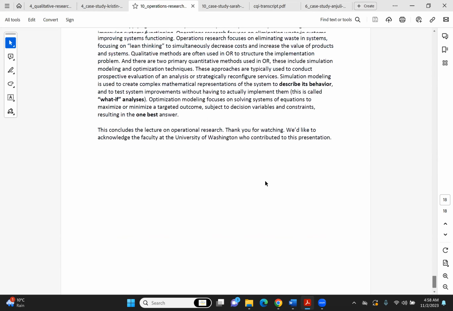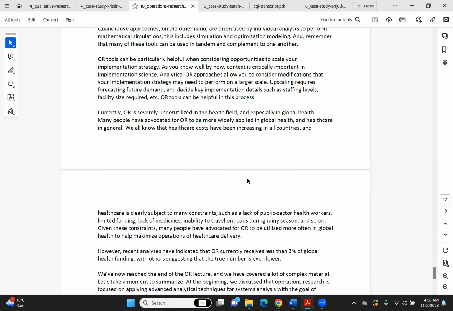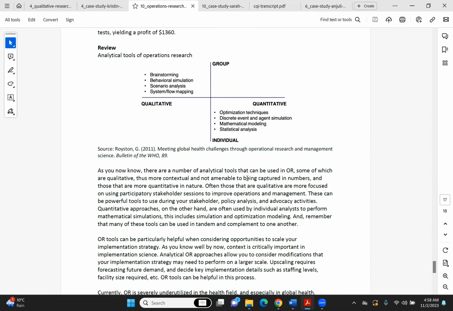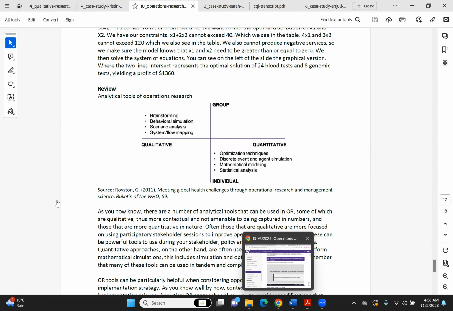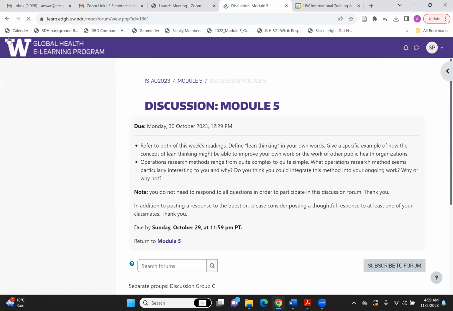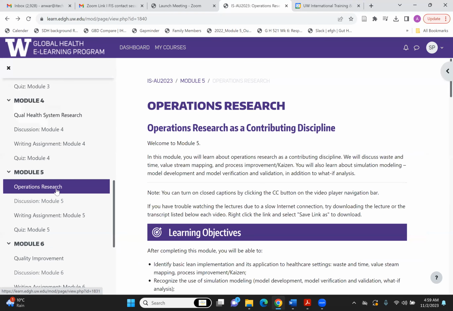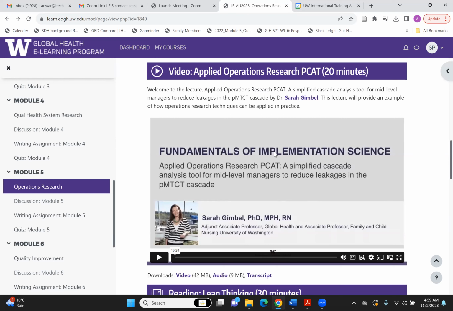To come up with the best solution possible, we need all that information which can be accessed from the providers or the teams which are actually working in the field. So if you look at the module itself, there is one example which they have shared with us, which is about the cascade analysis tool to reduce leakage in the PMTCT cascade.